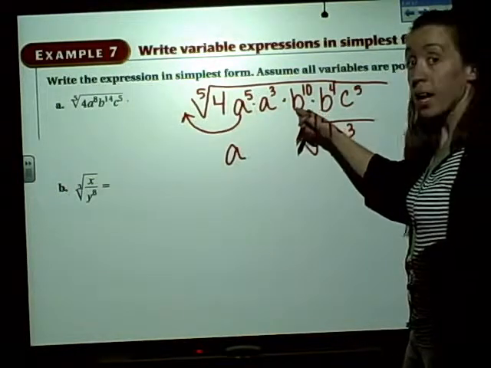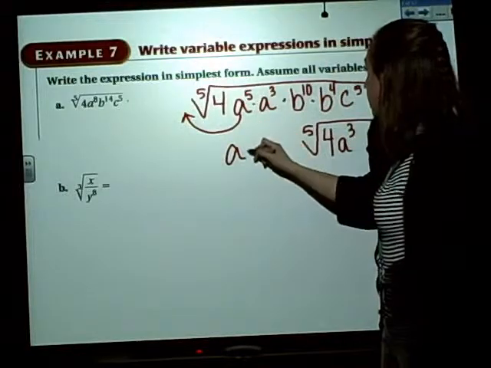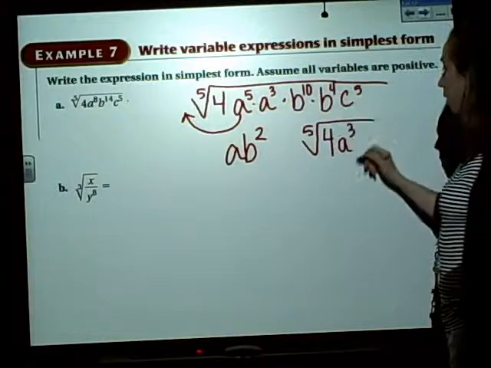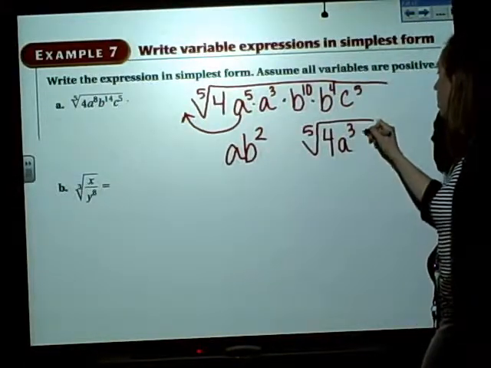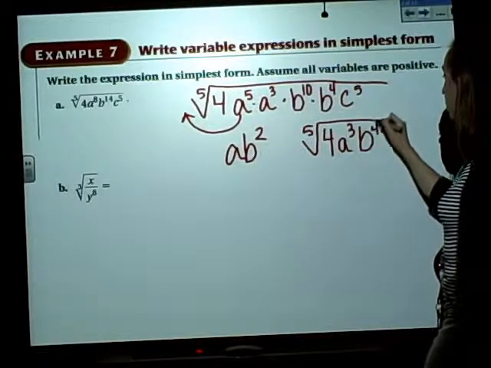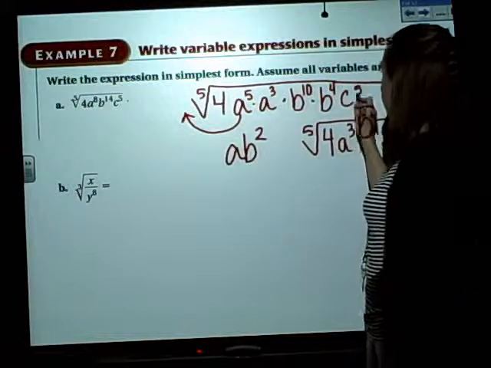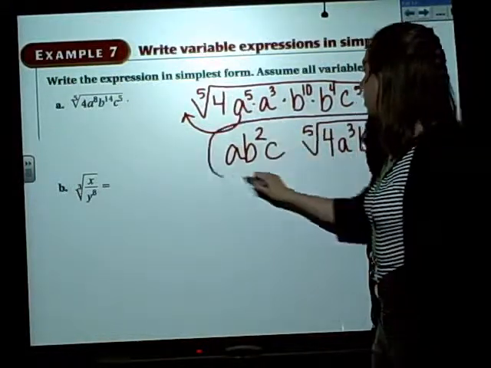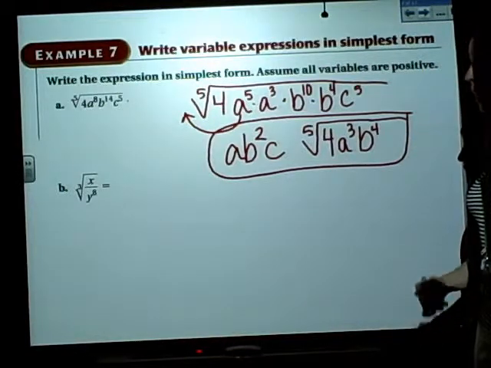B to the 10th, I can take the 5th root of that. I'm going to go 10 divided by 5. That leaves me with 2. B to the 4th, nope, I cannot go 4 divided by 5 and get an even number. C to the 5th, yep, I can factor that out too. C to the 5th, the 5th root of that is just C. This is my answer. Think about rewriting it.